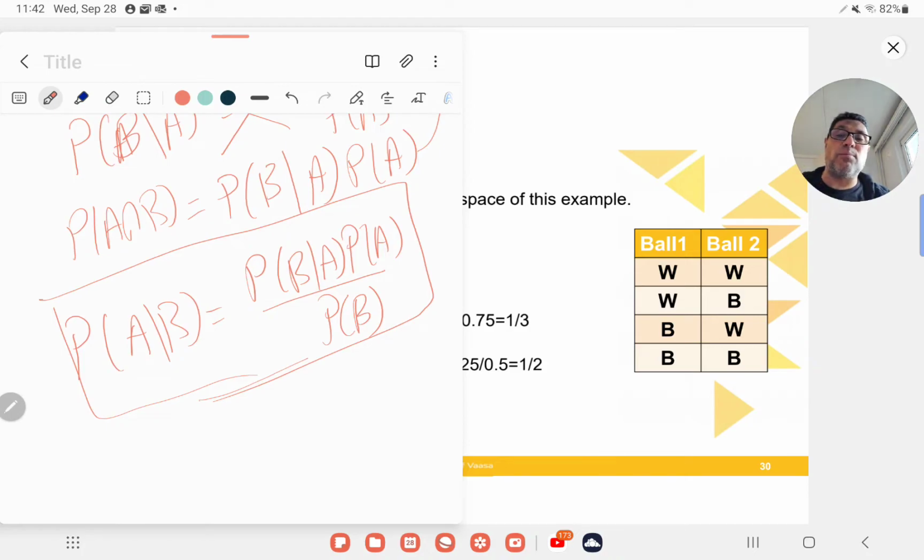So it is very simple, simply derived from the conditional probability. Of course, we have more, this is the basic form, but we have more general forms for that.